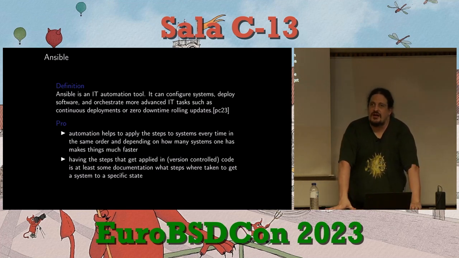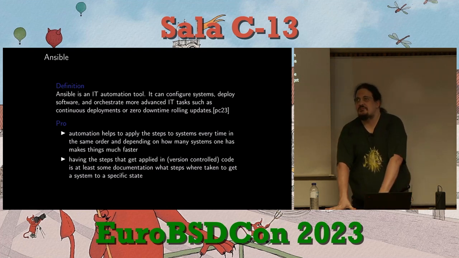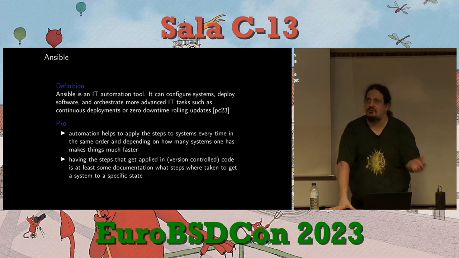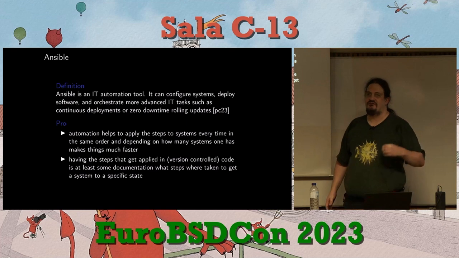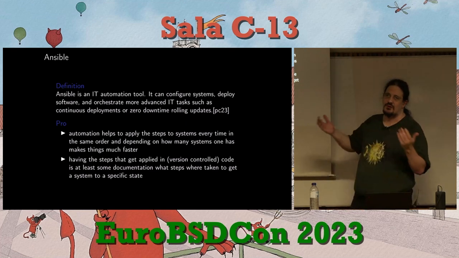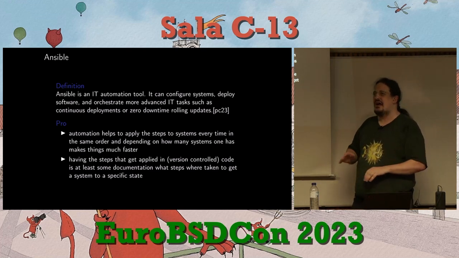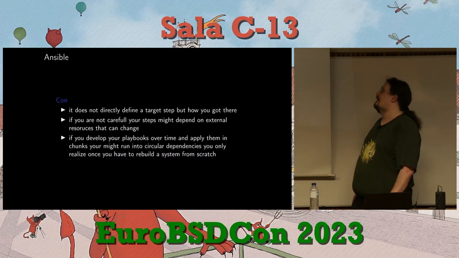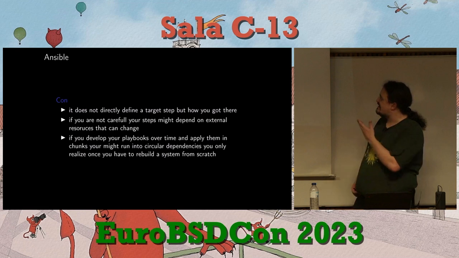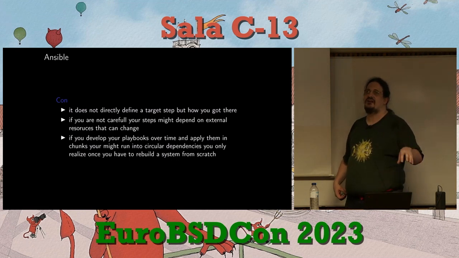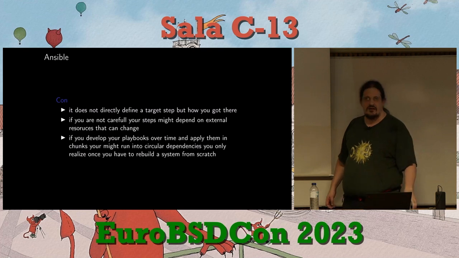And also, you always apply the same steps, but if the original system is different for whatever reason, for example, you have a newer version of FreeBSD installed, or the outside environment changes, even doing the same step might not give exactly the same result if you don't take some precautions, or you decide that, in this case, I'll just ignore that because I'm fine with it. As I said, you don't really define the target, but you basically define the steps on how to get there.